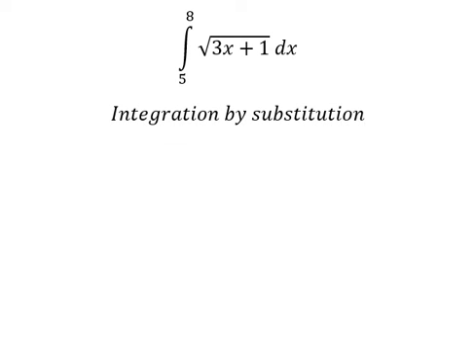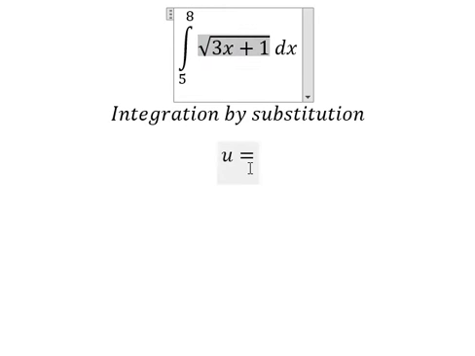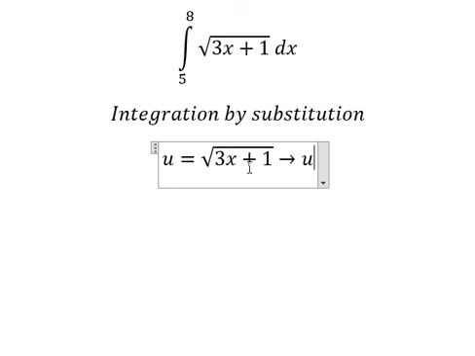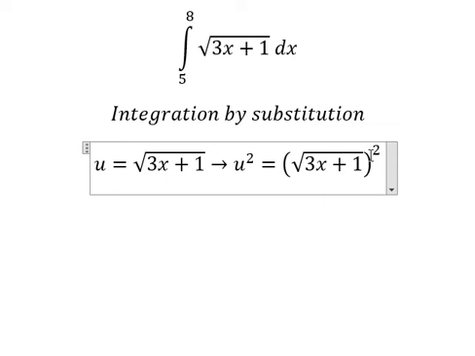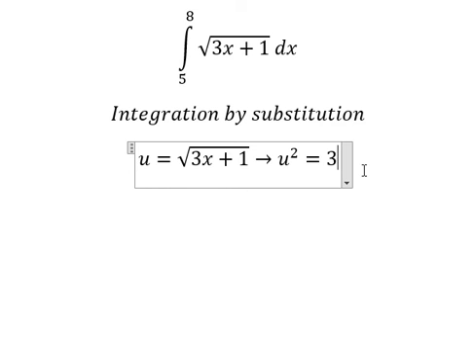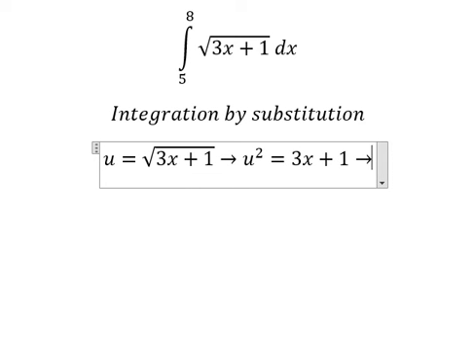So I need to put u equals to this one. Later we square both sides to cancel the square root. This one you got 3x plus 1. Later we take the first derivative of both sides.